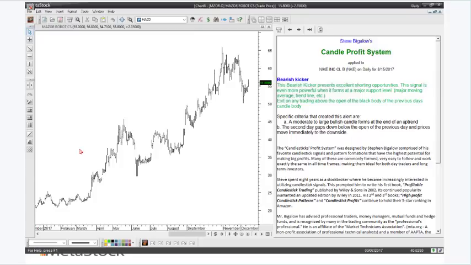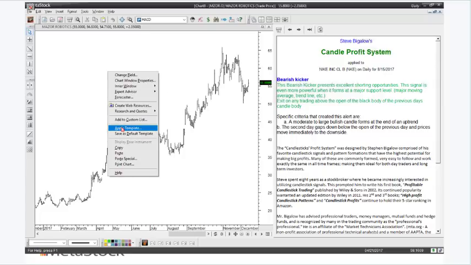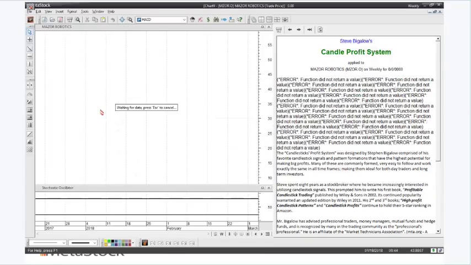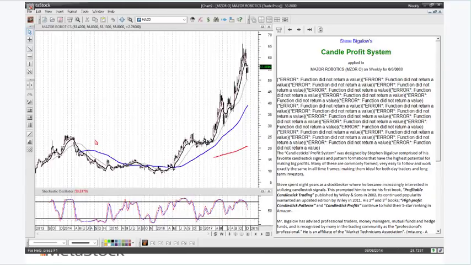Now I want to apply Steve's studies to this. To do that, I'm going to right-click on the chart and go to Apply Template, and I'm just going to go to CPS. Everything in Steve's stuff starts with CPS, which just means Candle Profit Systems. That'll set up the chart the way I want it. I'm going to apply that to the chart. It's going to add all the moving averages and attach the expert advisor.